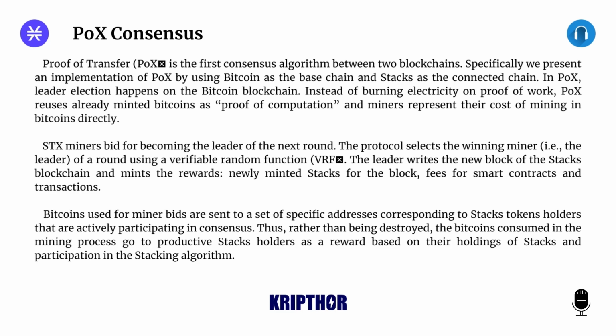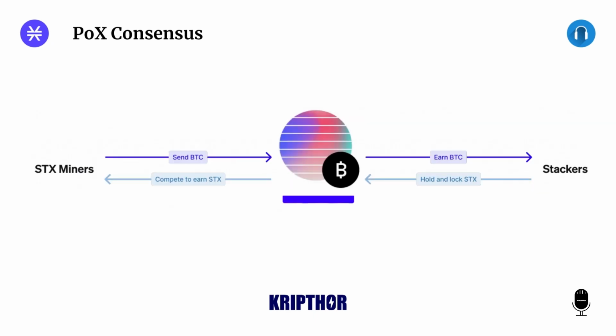Bitcoins used for miner bids are sent to a set of specific addresses corresponding to Stacks token holders that are actively participating in consensus. Thus, rather than being destroyed, the Bitcoins consumed in the mining process go to productive Stacks holders as a reward based on their holdings of Stacks and participation in the stacking algorithm.